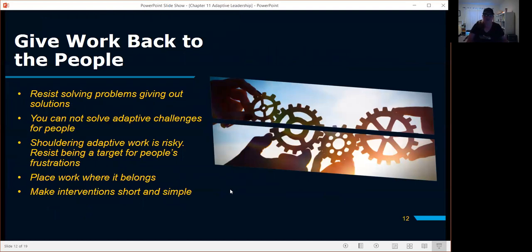The primary job of an adaptive leader, though, is this whole notion of giving work back to the people. We're natural problem solvers. We love problem solving. I'm addicted to problem solving, right? Anybody tells me anything, I instantly start thinking about how am I going to resolve that for them. And part of being an adaptive leader is that you can't do that. You've got to keep putting it back to where it needs to be, right? You can't solve adaptive problems for other people.